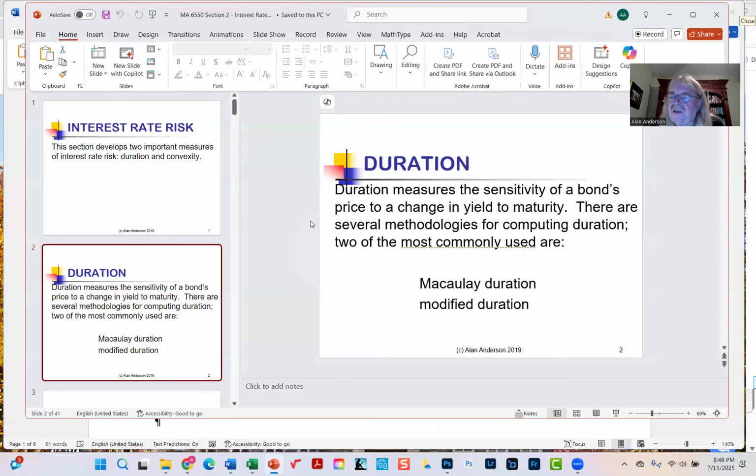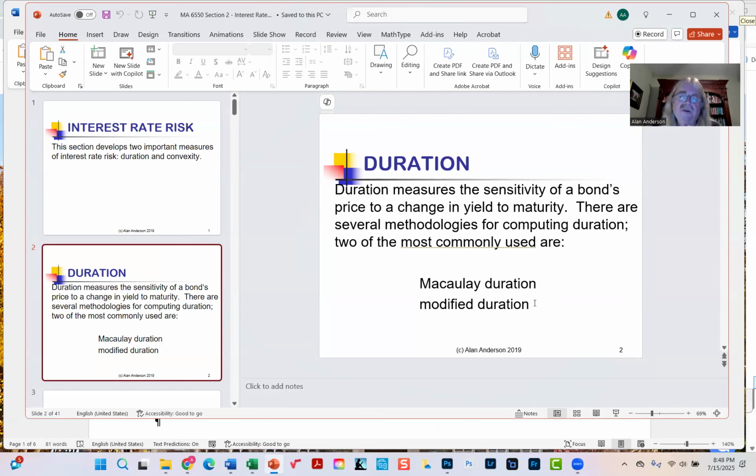So Macaulay invented this measure. Later on, it was modified to something called modified duration. For what Macaulay was doing, his measure works just great. But for other areas, specifically managing bond portfolios, the modified duration is actually much more intuitive and easier to understand what it's actually telling us.